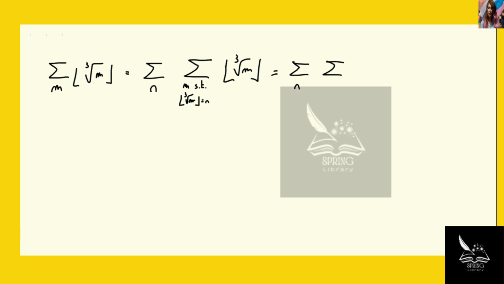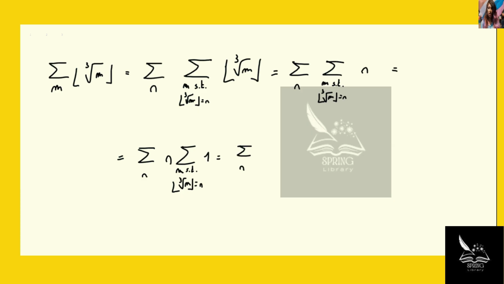So this is the sum over n, the sum over m such that the cubic root of m, when you take the floor, is n. But now by definition, in the inner sum, m satisfies that condition, so that just becomes an n. But now n does not depend on m anymore, so we can move it in front. So we have the sum over n, and then the factor of n that comes in, and then the sum over those m's such that the floor of the cubic root of m is equal to n, of 1.